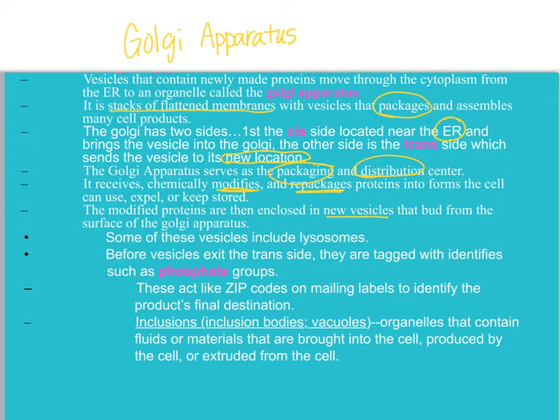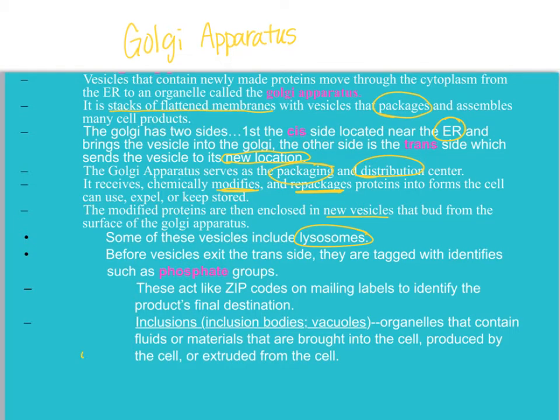A lot of the times these vesicles might be lysosomes, which are an organelle we're going to be talking about later. Before the vesicles can exit the trans side, they are tagged with identifiers, like a phosphate group. They're kind of like a mailing label or a zip code to tell it where to go in the cell. So again, Golgi's kind of like Amazon Prime.